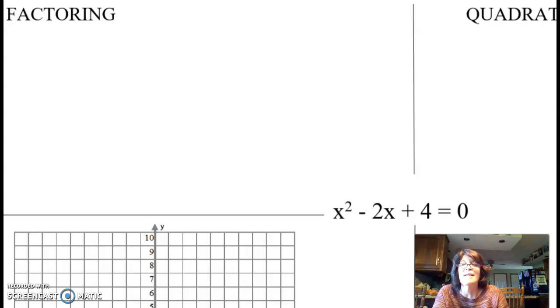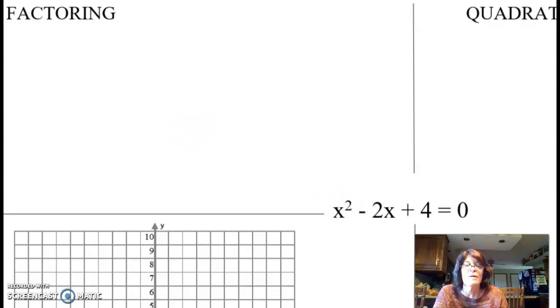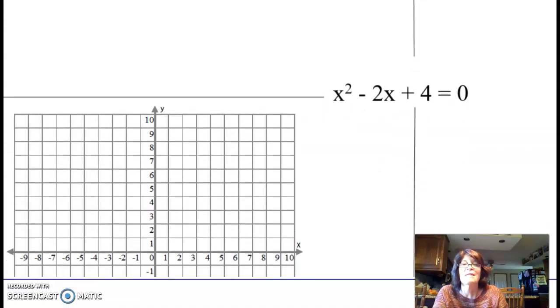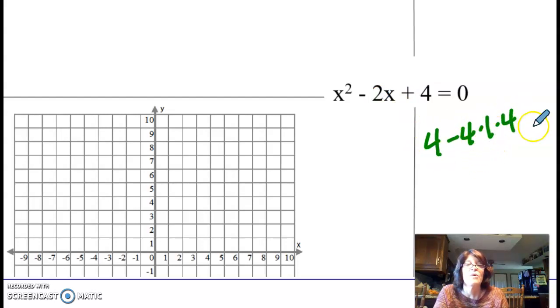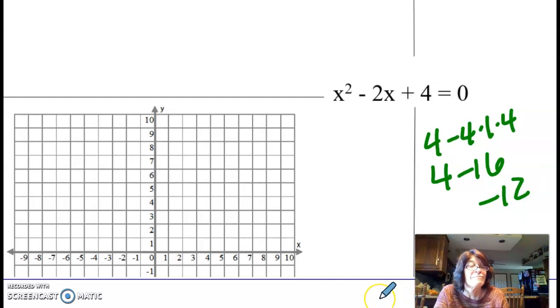All right, and the last type, x squared minus 2x plus 4. Again, I want to see if this can factor or not. I'm not going to waste my time if it can't. B squared, okay, negative 2 squared is 4, minus 4ac. So 4 times 1 times 4. That's 4 minus 16. I get a negative 12.